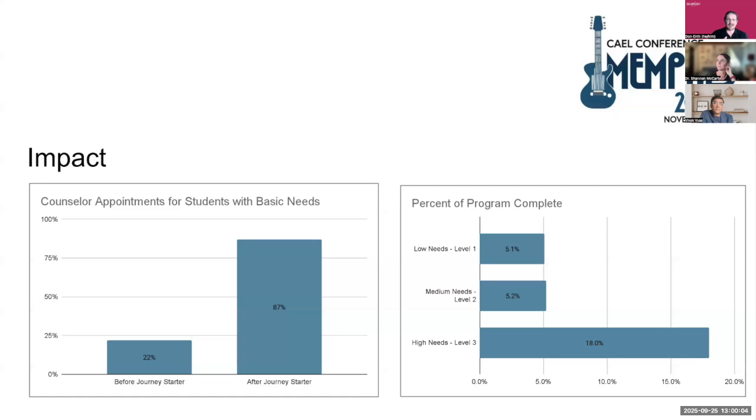From that poll, we reached out to students who indicated a need, either housing insecurities, food insecurities, job insecurities, things like that. We asked them to make an appointment with our counselors who could help direct them towards the right resource. Before Journey 2.0, we had about 22% of students making appointments with counselors. And after, with the new intake assessment and a stricter nudge to make appointments with counselors, we saw a significant increase in appointments for those students identified as needing basic needs, up to 87%. So huge impact right there.